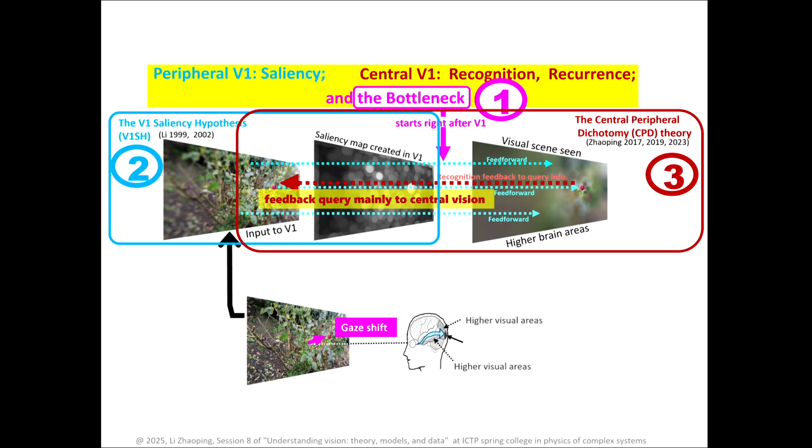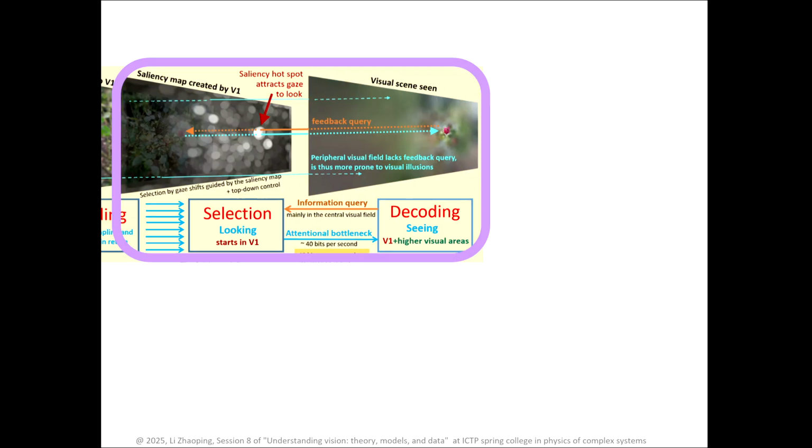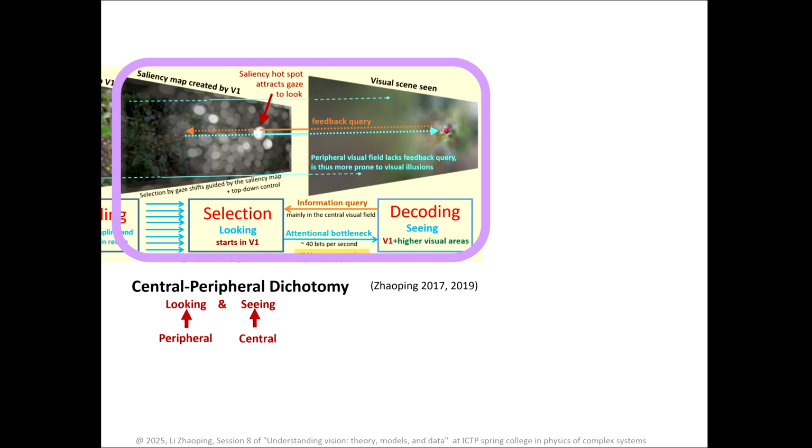Hypothesis and the central-peripheral dichotomy theory. Motivated by these considerations, a central-peripheral dichotomy is proposed. Firstly, peripheral vision is mainly for looking or selecting, and central vision mainly for seeing or decoding. For example, this location is in the peripheral visual field before the gaze shift. So the peripheral vision plays a big role in deciding which peripheral location should be selected into the attentional spotlight. Then the central vision focuses on decoding the selected inputs.